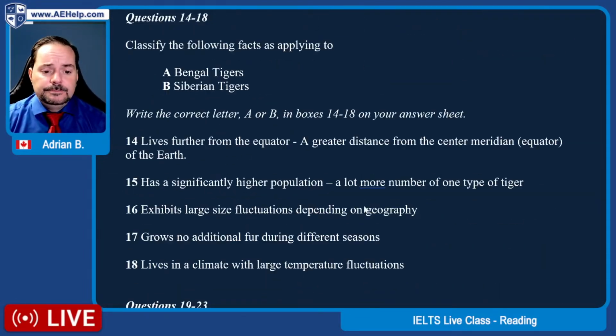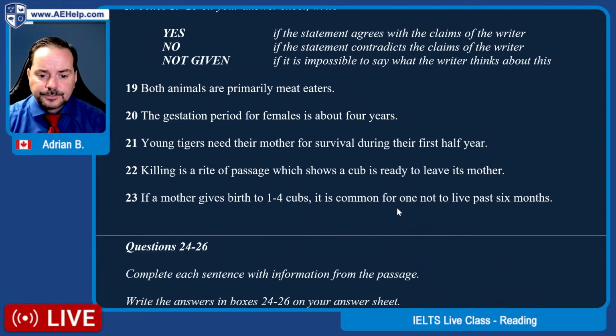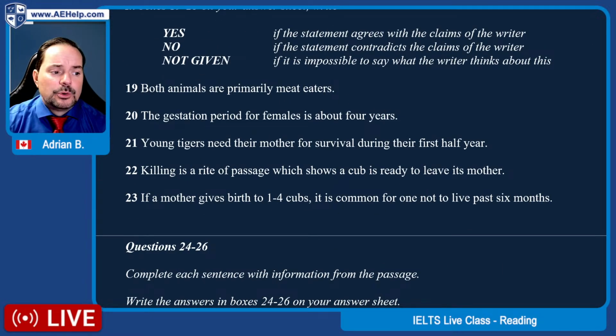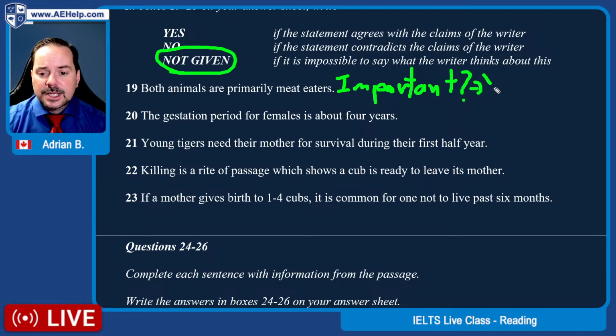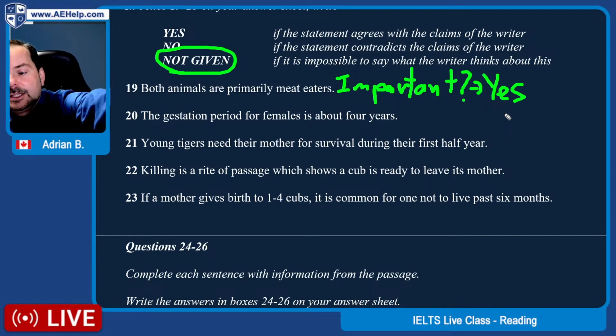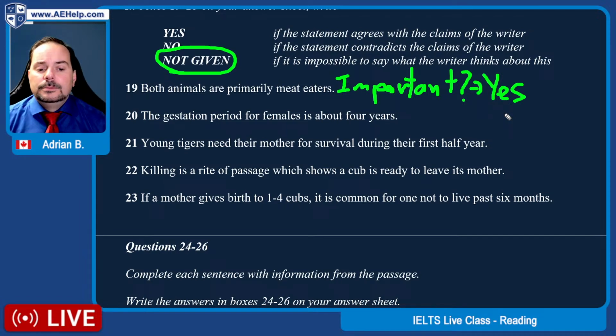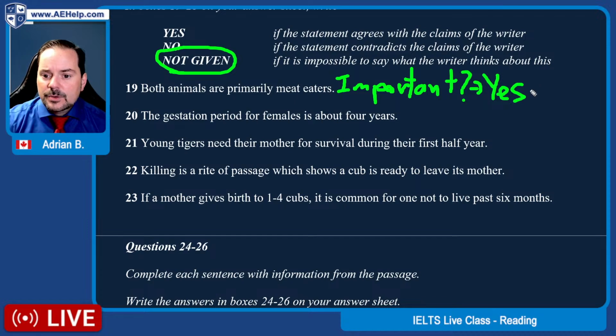Using good logic. So we're comparing some tigers here. The first question I want to ask is, is it important? If it's important, it's going to be given. So my first step is trying to figure out if it's given or not given. So I ask myself, is it important to know about the eating habits or the eating behaviors of tigers? I'm going to say yes. I think it's very important for this passage. It's a big part of the animal's existence, what it eats. So it's given. Of course it's going to be given.